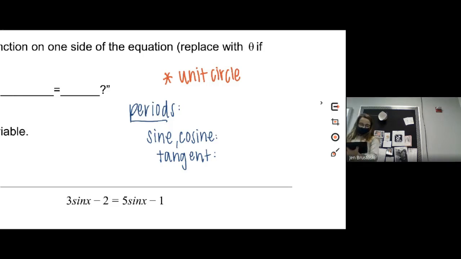2 pi. And then what's the period for tangent? Is that a hand or just elevating? Oh, no, that's... Yeah. Sorry. You're good. Okay, so we got pi.